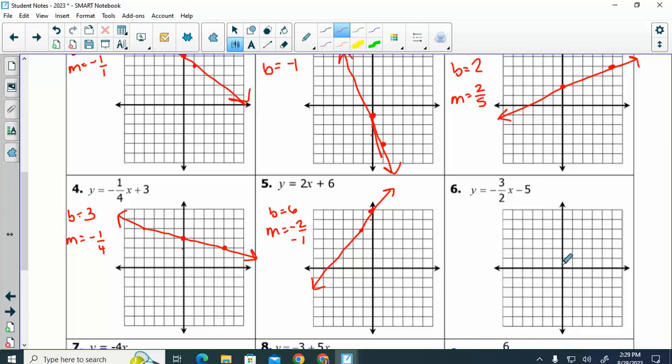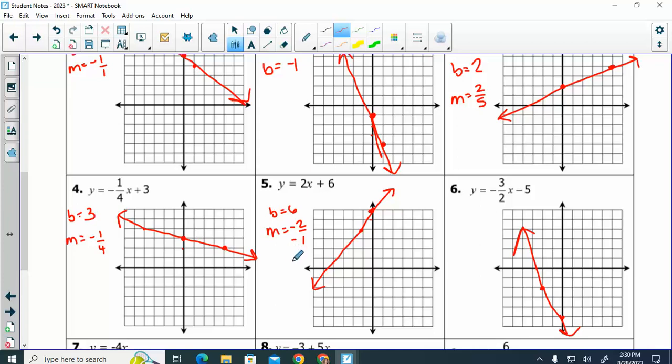All right, this one, y-intercept, negative 5. Slope, negative 3 over 2. So do you really have room to go down 3? No, but you could go up 3 and backwards 2. And since you have rulers, your line should look much straighter than mine.